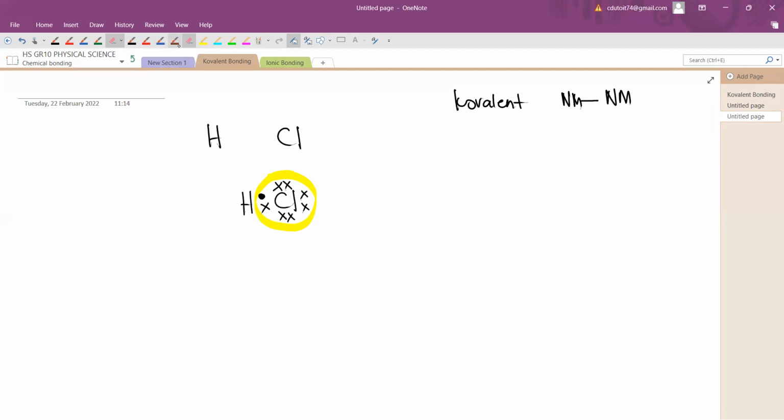Now I want to know if this is polar or non-polar. What is the difference in electronegativity? Chlorine is 3.0, minus hydrogen, which is 2.1. So the difference is 0.9. That means it is polar covalent.